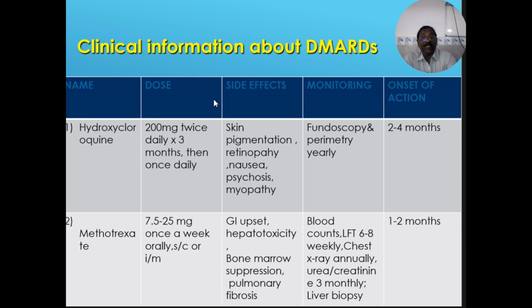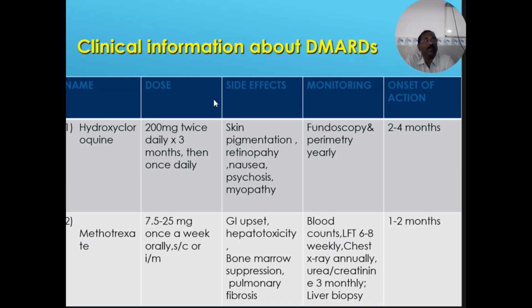Again, side effects are very common with hydroxychloroquine. What are they? Skin pigmentation, which can be seen in about 5 to 10% of patients. Retinopathy, nausea, psychosis, and myopathies. Monitoring: fundus examination and perimetry once a year. So again, you have to write it on the case sheet: the patient is on hydroxychloroquine, so advised ophthalmological evaluation at least once a year. Onset of action is not in days or hours, but 2 to 4 months because this is a DMARD.